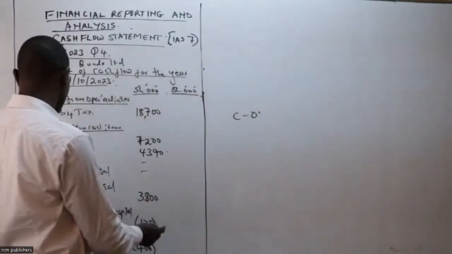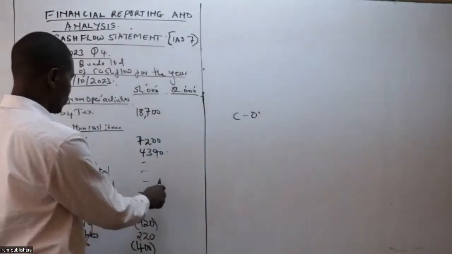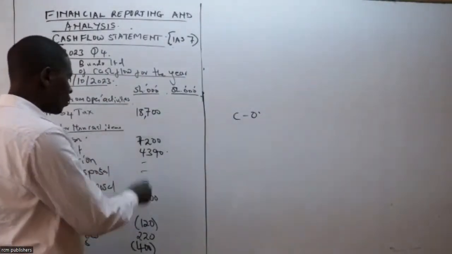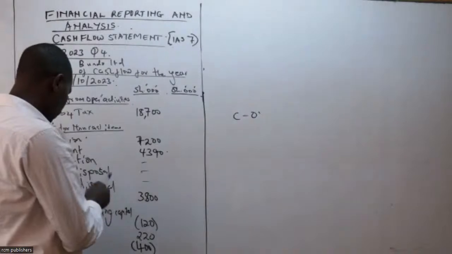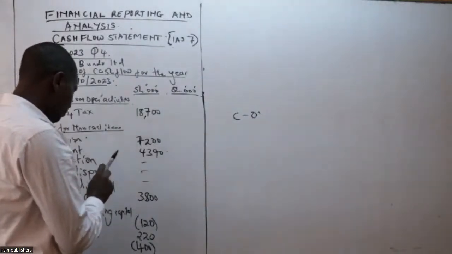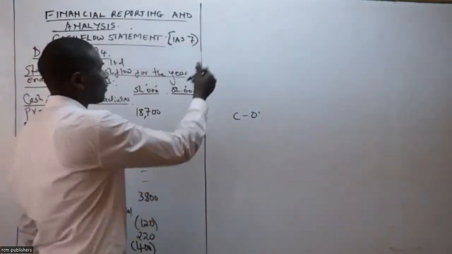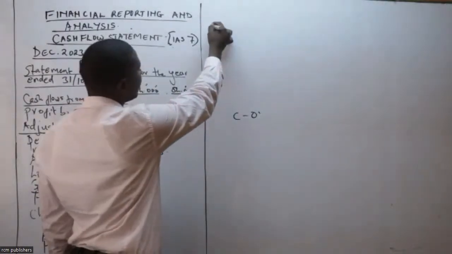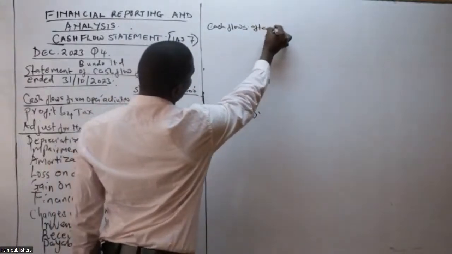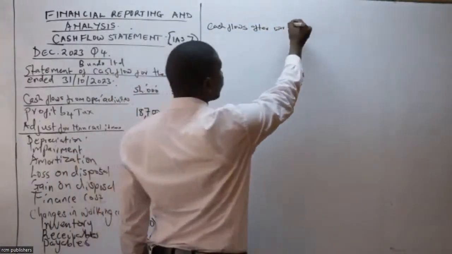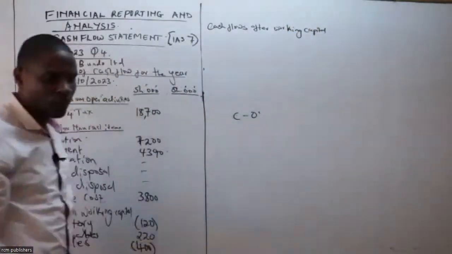we don't have this item. We don't even have the gain and loss, or amortization. So what we have to do is get the summation of this, and we get the cash flow after working capital. Can you give me the total here? Cash flow after working capital.